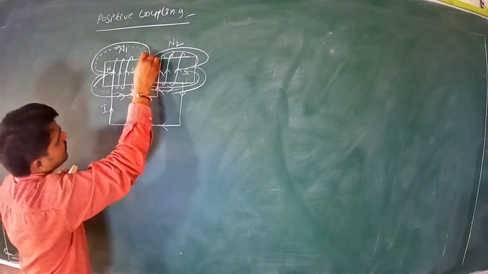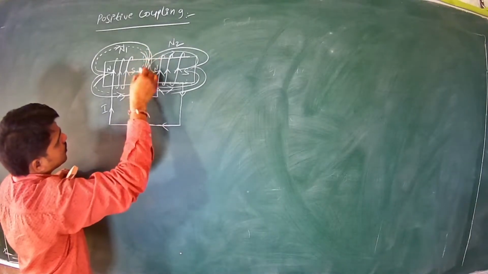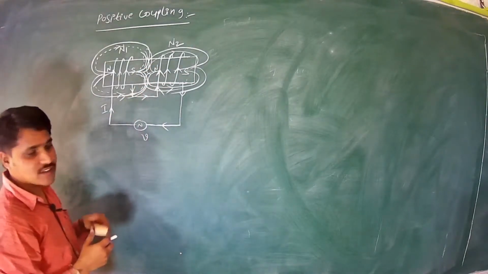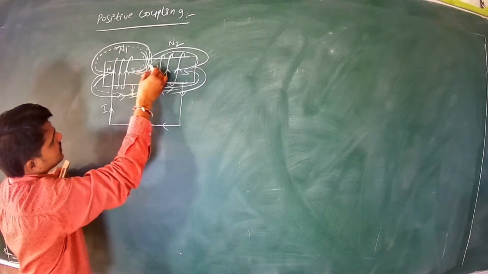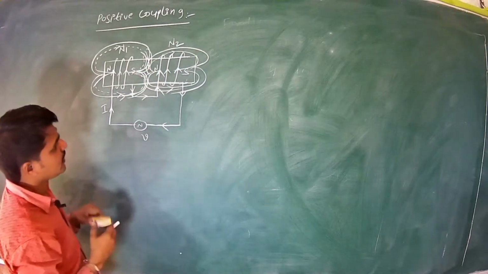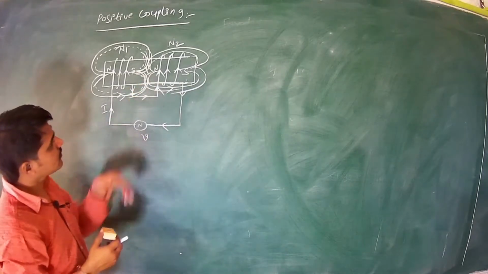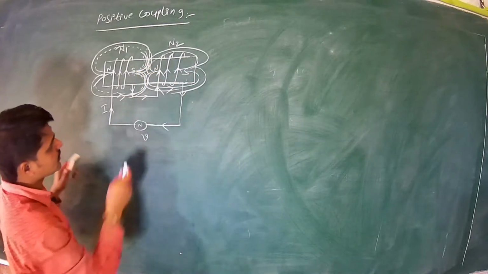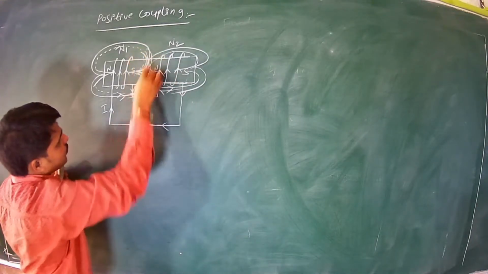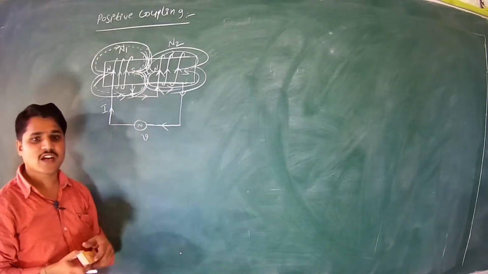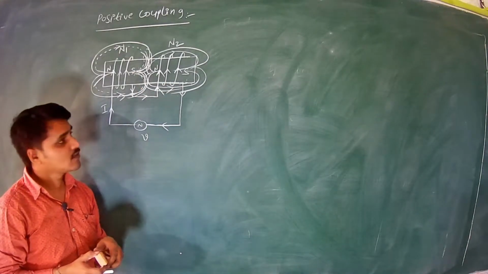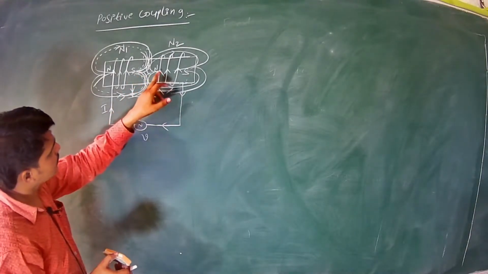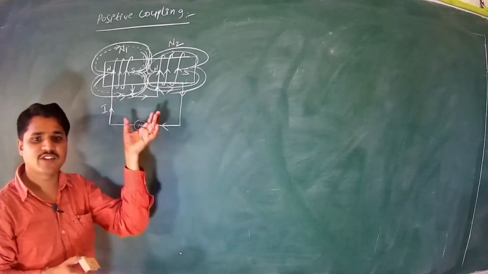Therefore, both fluxes produced by both coils are aiding with each other. That means this flux and this flux are adding. The flux produced here and the flux produced by this coil: this flux is flowing like this, and this flux is flowing like this. Both are aiding with each other.